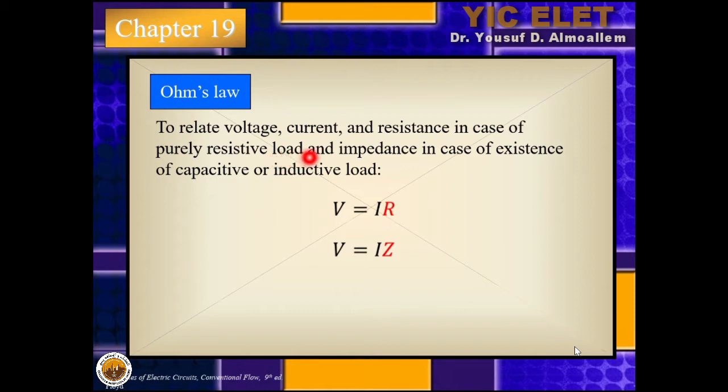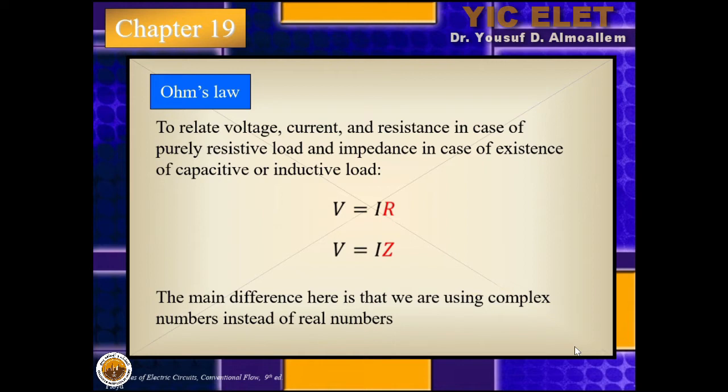But in the case of impedance, it will be impedance, voltage, and current which are related to each other. As we can see from the first law here, V equals IR, but here it changes to V equals I times Z. And whenever we're talking about impedance, you know that we are talking about complex numbers instead of real numbers.